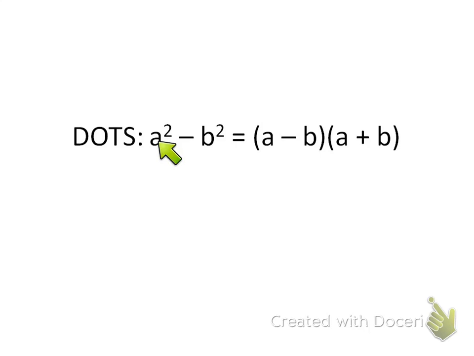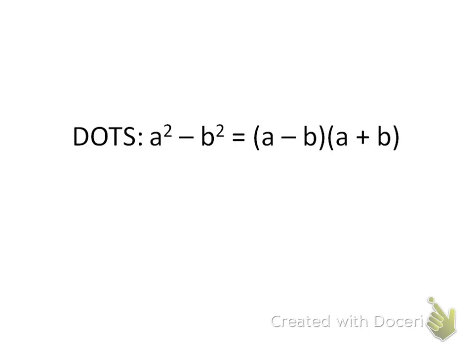You take the square root of the first term, that goes in the front of your parentheses. The square root of the last term, that goes in the back of your parentheses, and then one gets a plus, one gets a minus. These are the easiest to factor by far. They barely take any time at all. All you have to do is remember when to spot them.